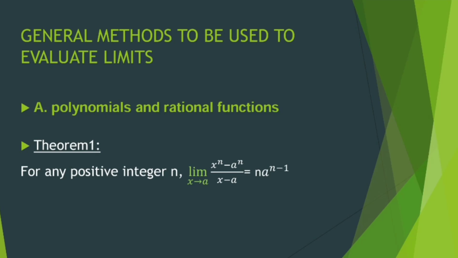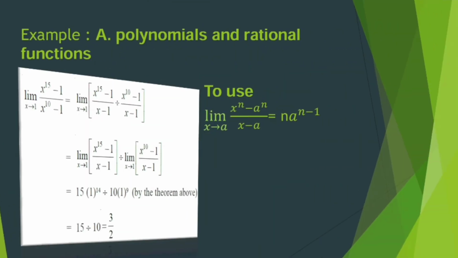Consider polynomial and rational functions. We have a theorem: for any positive integer n, limit as x tends to a of (x to the power n minus a to the power n) by (x minus a) is equal to n into a to the power n minus 1. To illustrate the use of this theorem, consider an example.